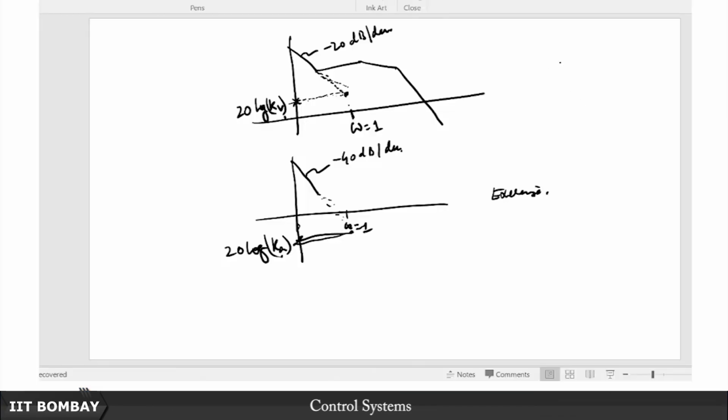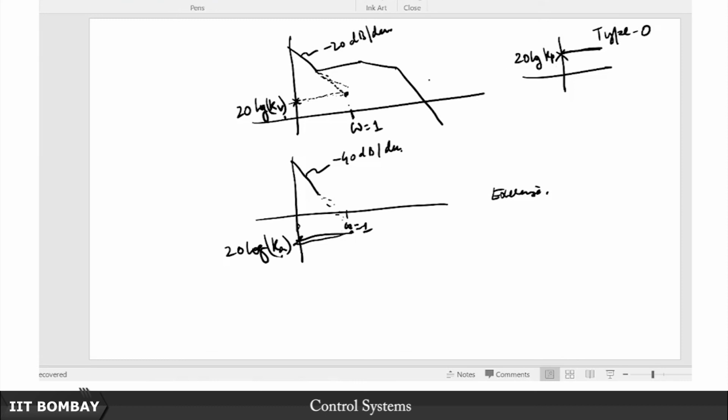So all that you need to do, given a higher type system, not a type 0 system, is just read off this. Of course now you might ask, what about a type 0 system? That is pretty obvious. You look at this typical type 0 system, its low frequency asymptote would be a flat line like this. Why? Because there is no integrator or differentiator. So you just read off this intercept and this is going to be 20 log Kp, straightforward. This is the simplest case of all.